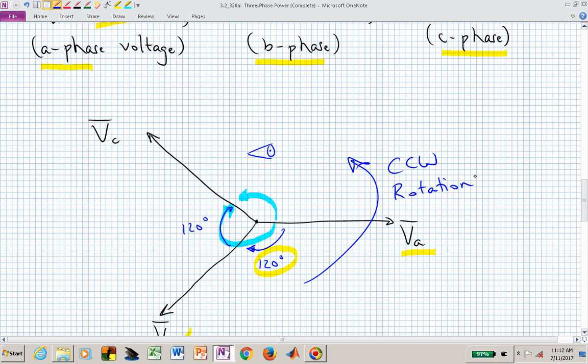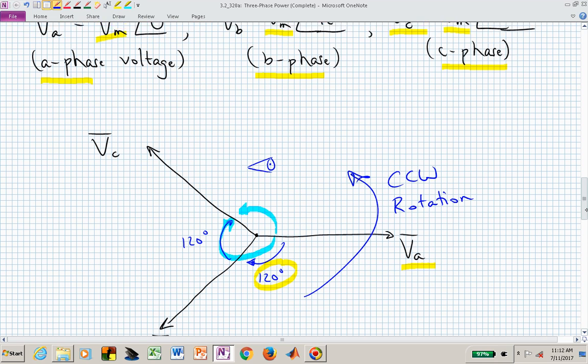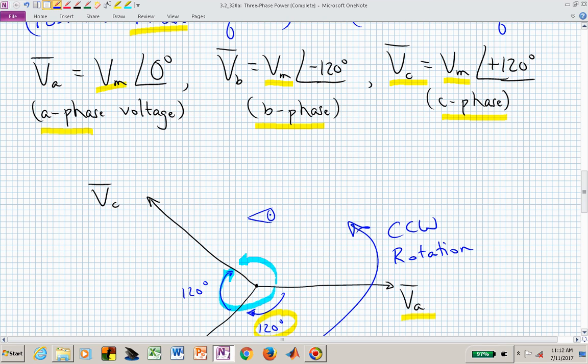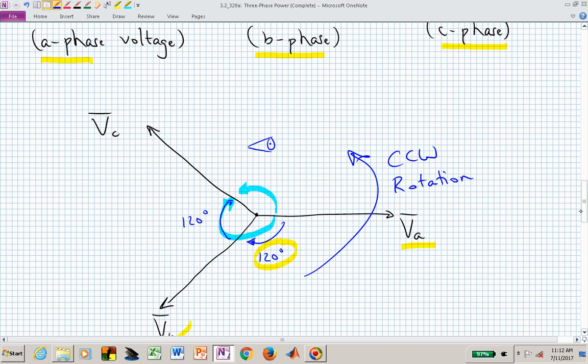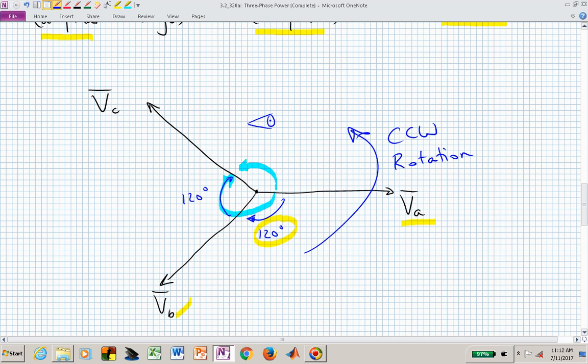So this A phase, again, we're in sinusoidal steady state. These are rotating around at omega radians per second. The angle is just where they are relative to each other. But at any particular instant of time, the A phase might be somewhere else in this circle, but wherever it is, 120 degrees behind it is the B phase, and 120 degrees behind the B phase is the C phase.